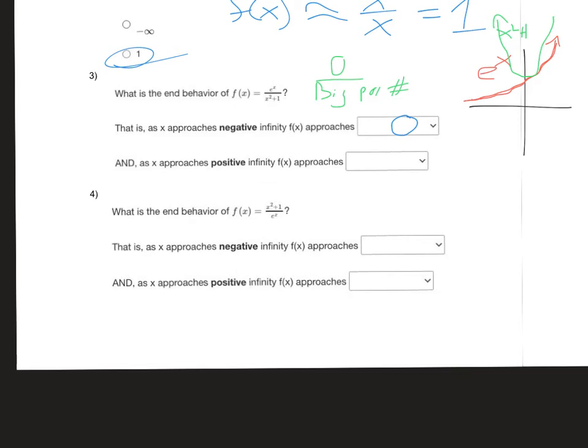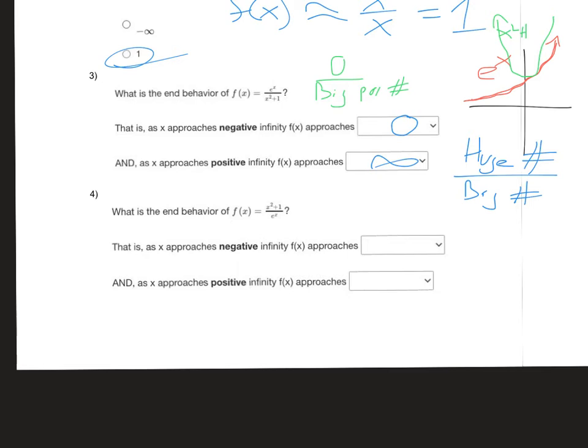we have a huge number over a big number. And that's going to be a really big number. It's still going to be big. That's still going to be infinity.